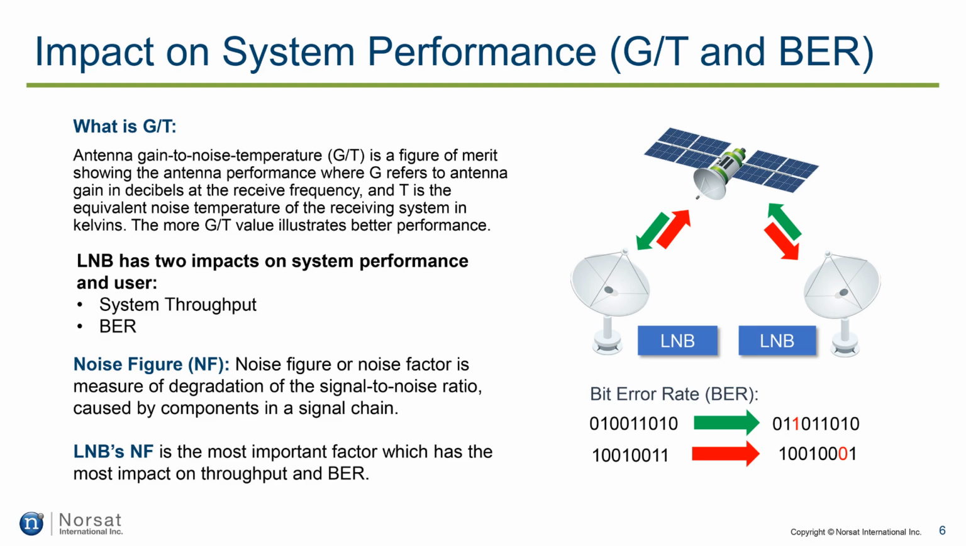The system performance of Earth stations can be measured with a main parameter expressed as G over T. A higher G over T indicates better performance from all the Earth station components added up. G is the antenna gain, and T is the equivalent noise temperature of the receiving system, expressed in Kelvin units. Noise temperature will be explained in a later video in this training course. LNB has two impacts on the system performance. First is the system throughput, and the second one is the bit error rate, also expressed as BER.